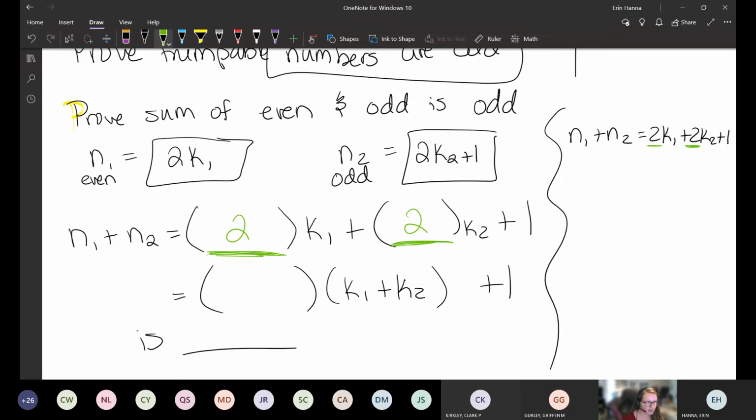The point that they're trying to make is that both of those have a 2 in it. So we can essentially factor that 2 out, and we leave this plus 1 alone at the back. We just factor out the 2 of the 2k sub 1 plus 2k sub 2 to get 2 times k sub 1 plus k sub 2. But now since we have this format of 2 times something plus 1, that's exactly the definition of being odd.